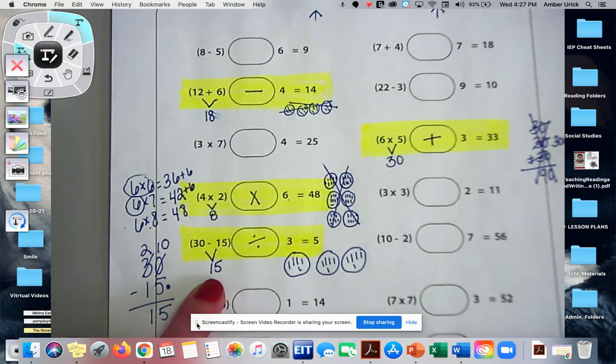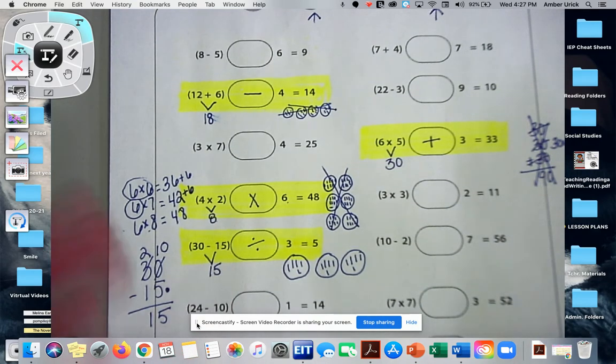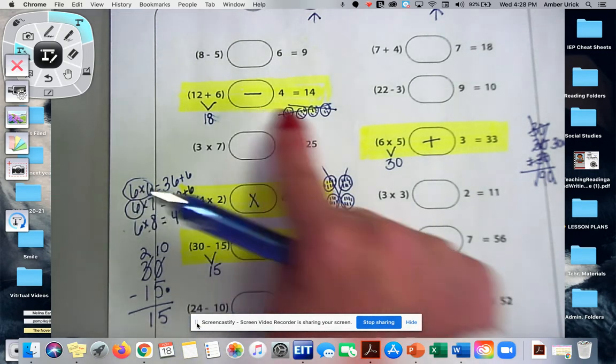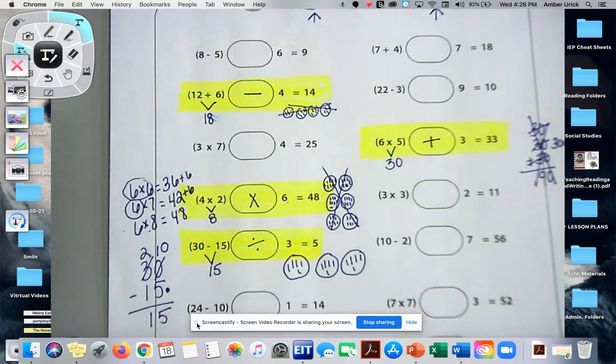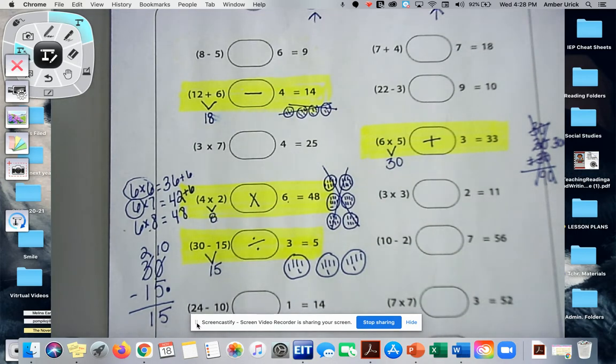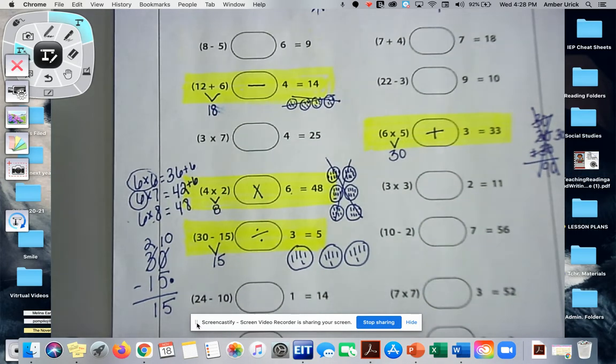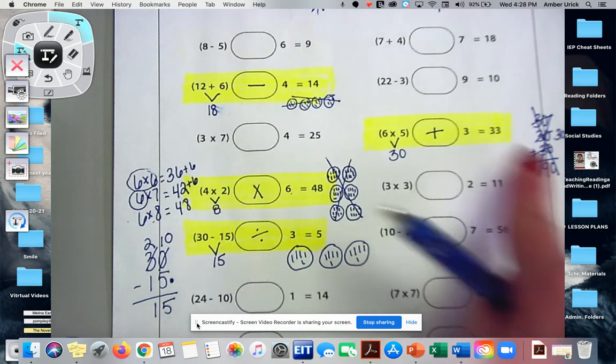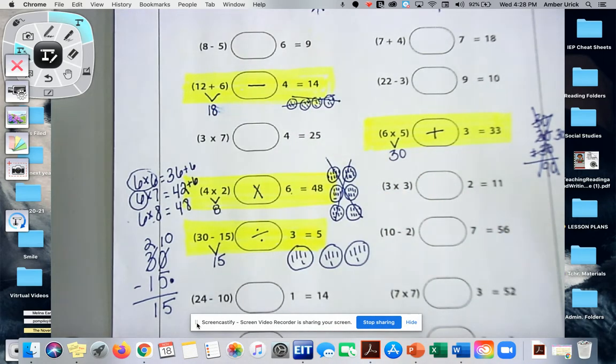We figured it out. So there's many different ways to figure out when there is a missing symbol. Sometimes you'll have number sentences, sometimes you will have word problems. And remember to use the different strategies that we have taught you in school to help you.